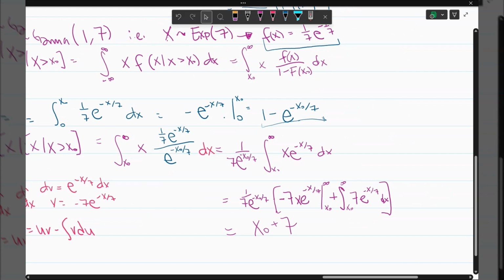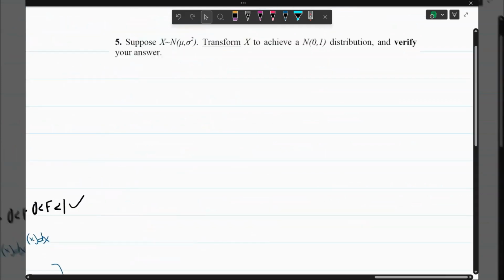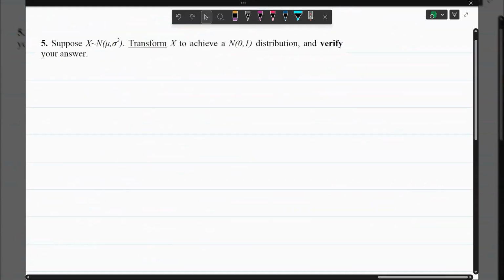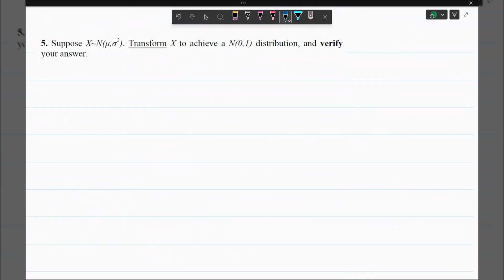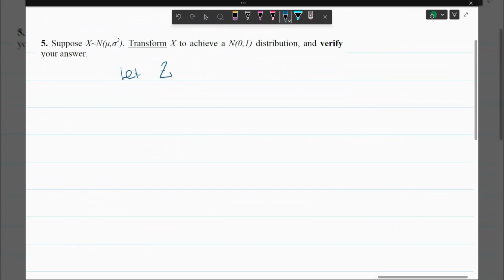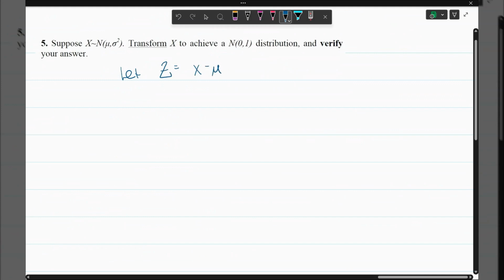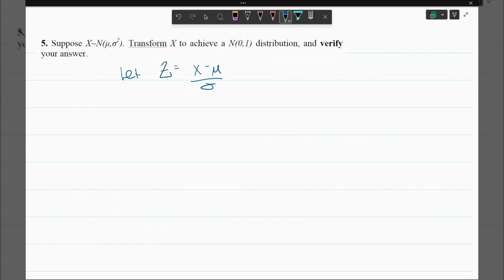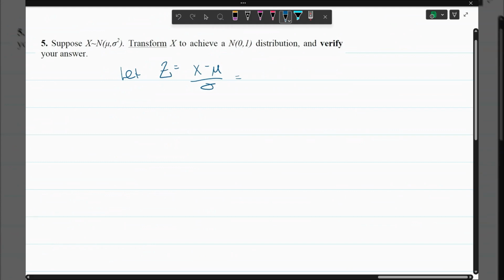Alrighty, so let's see if we can squeeze this last one in here. We have x is distributed normal mu sigma squared. And we want to transform x to achieve a normal 0-1 distribution. Of course, we're going to let z is x minus mu over sigma. We spoke about this earlier. This is a transformation. So we're going to need to solve for x. This is our g of x, so to speak.